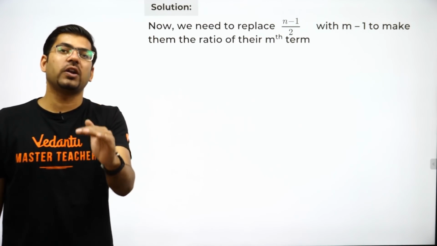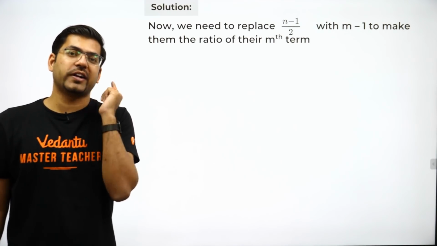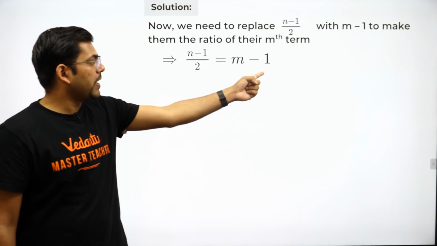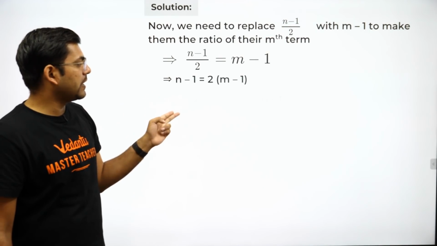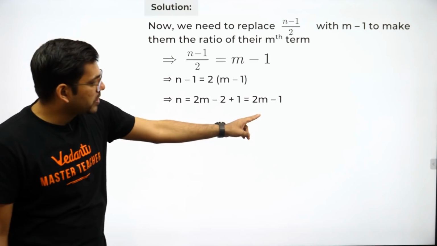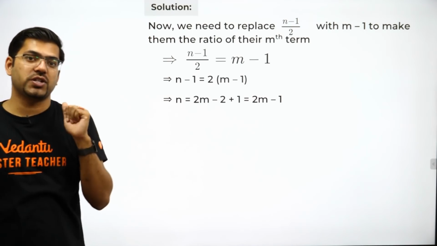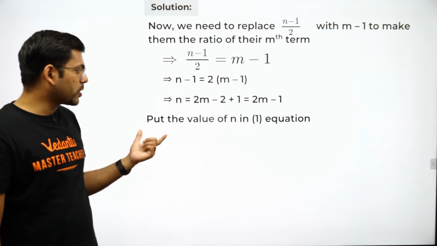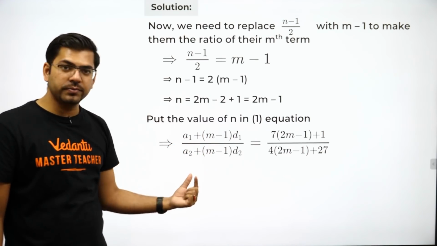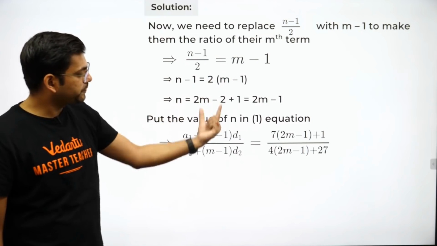And this is the only trick which you need to remember all the time. So I have made (n minus 1)/2 equal to m minus 1, and hence I will be getting a value of n that is equal to 2m minus 1. Now, I will substitute this value back in that first equation. So once I have substituted that value, I will be getting here a1 plus (m minus 1) into d1.